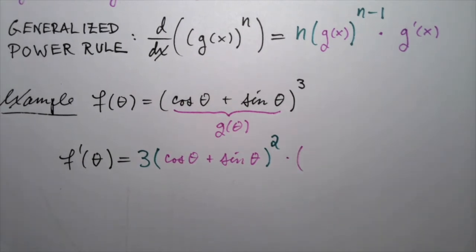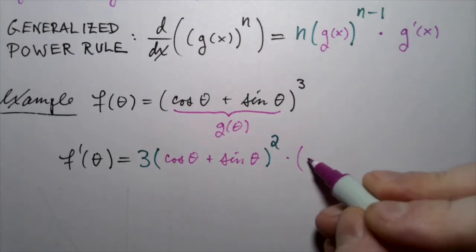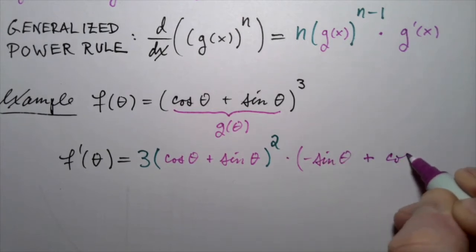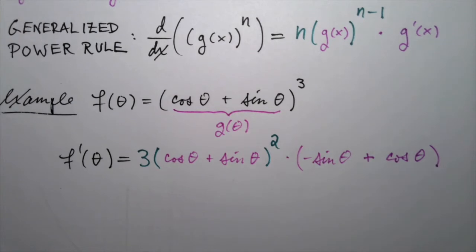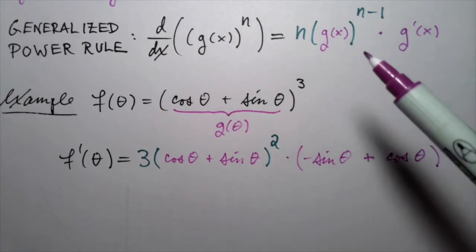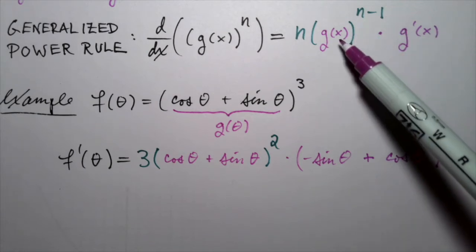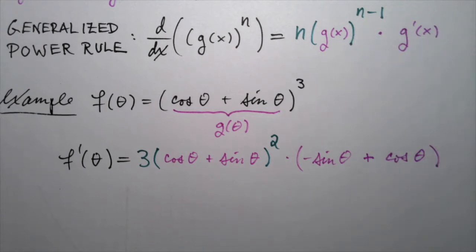So then we multiply by the derivative of the inside. That's, let's see, we're taking the derivative of g of theta with respect to theta, mind you. So the derivative of cosine is minus sine of theta plus the derivative of sine, that's cosine of theta. There you have it. This is again the generalized power rule. It looks like n times g of x to the n minus 1 times g prime of x, where g of x and g prime of x are not functions of x, they're functions of theta, and they were these two pieces. And let's leave the answer that way.